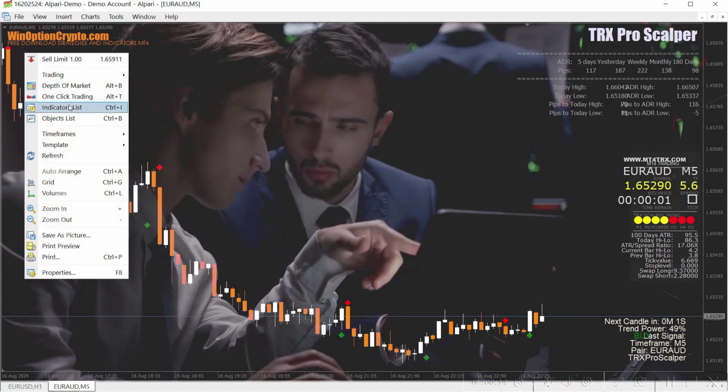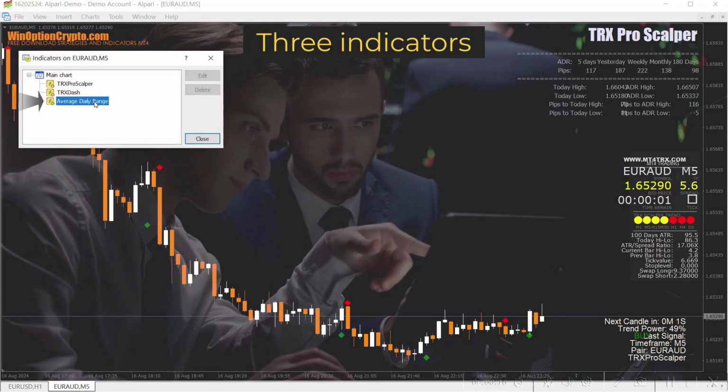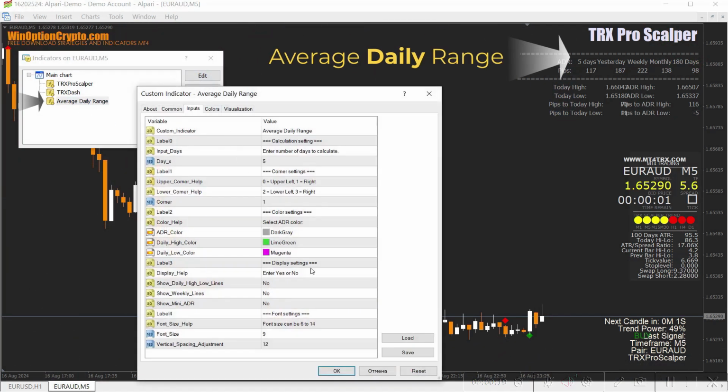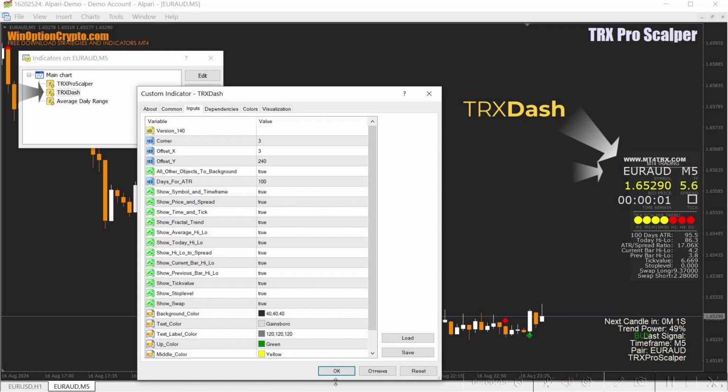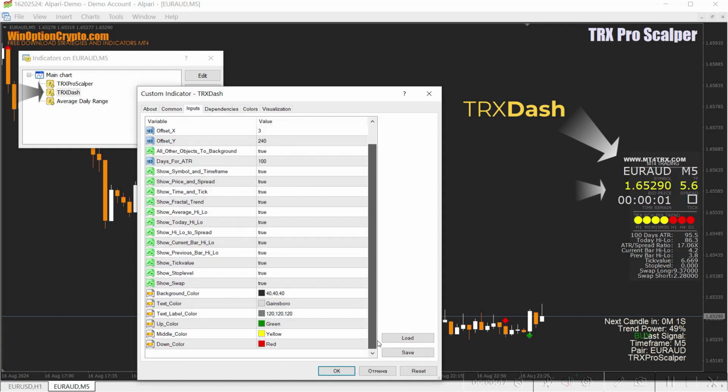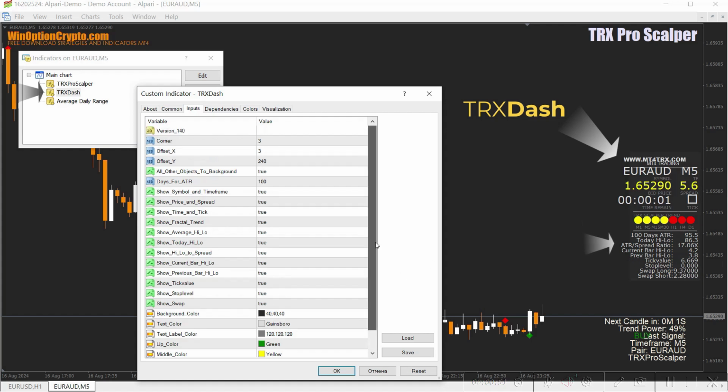So let's get to know each other better. The TRX Pro Scalper strategy consists of 3 indicators. The first is average daily range. Average daily range, ADR, indicates how much the asset price changes during the day. The second is TRX Dash. This is an information panel that displays the currency pair code, the selected time frame, the asset price, and other useful information.